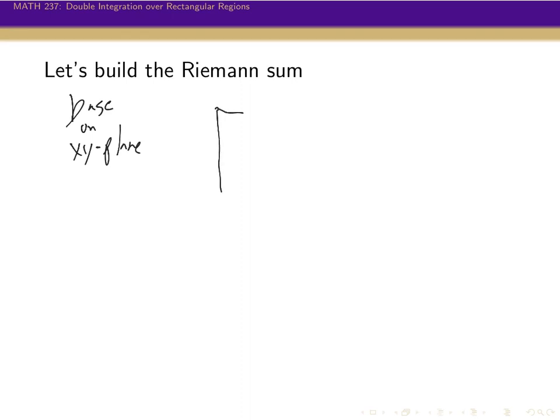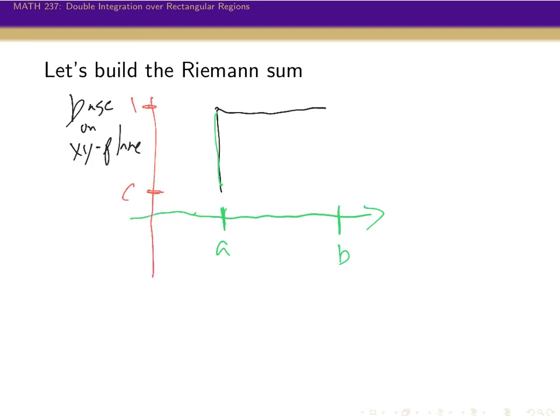Let's try and use colors. So here are our x values going from a to b, our y values going from c to d, giving us this nice rectangle. Now we're going to do the exact same thing that we did in Calc 1, except now we have to do it for both x and y.